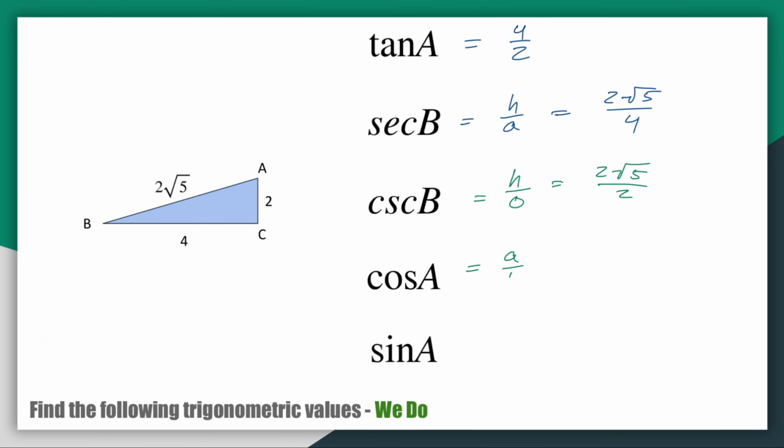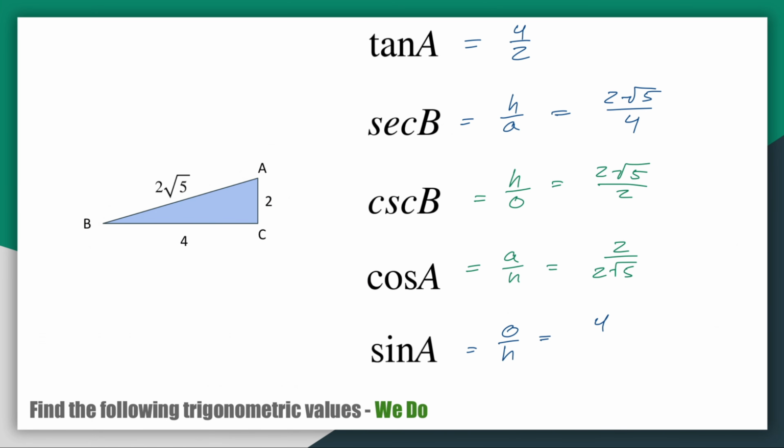Cosine, adjacent over hypotenuse. Our reference angle is A, so adjacent is 2, and the hypotenuse still hasn't moved, so 2 over 2 times the square root of 5, which again can be simplified, but I think you can simplify that. Then we have our sine of A. Here's our reference angle. Sine of A is opposite over hypotenuse, so opposite, 4, over hypotenuse, 2 times the square root of 5.